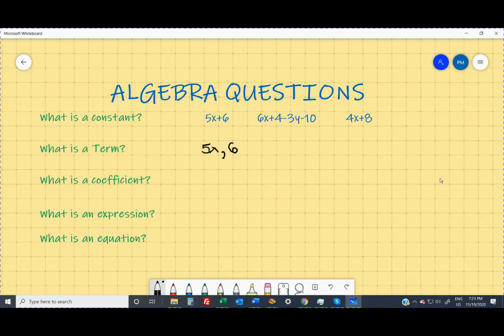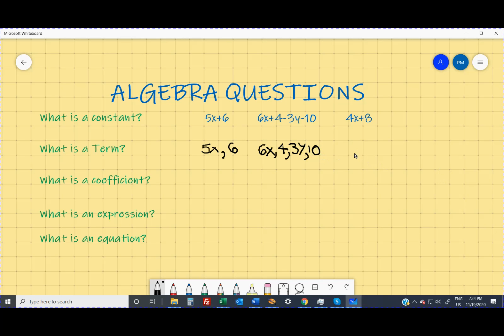Algebra question number 2, what is a term? So the terms are simple. 6x is one term. 4 is another term. Put the little comma in. 3y is another term. And 10 is another term. Okay? Simple. Last expression.